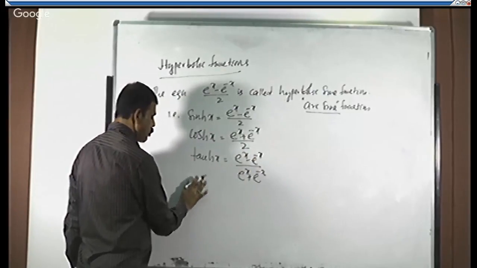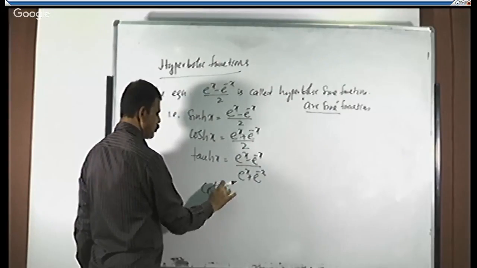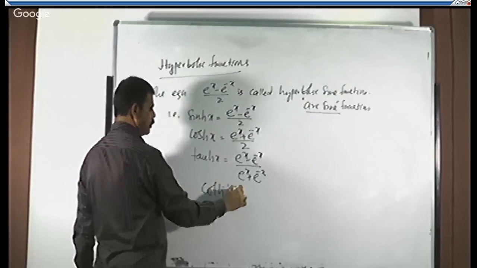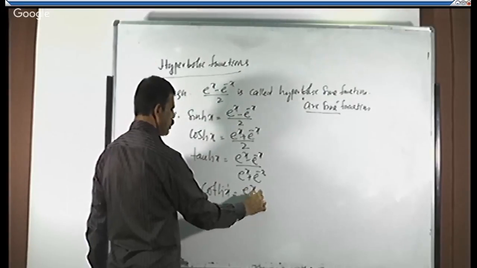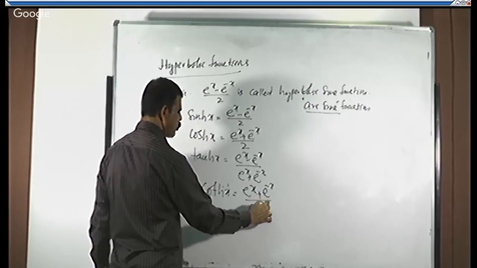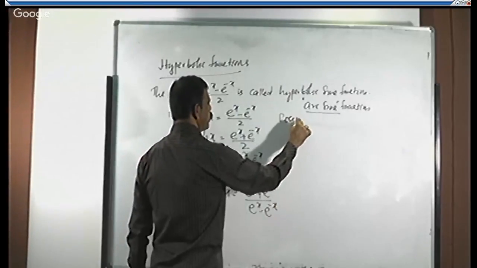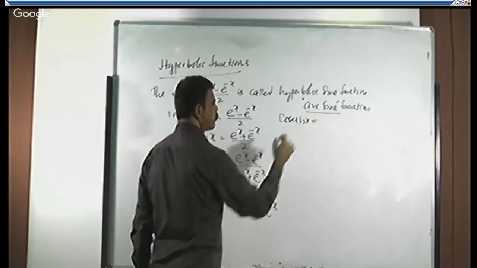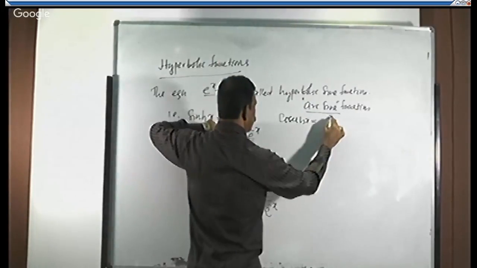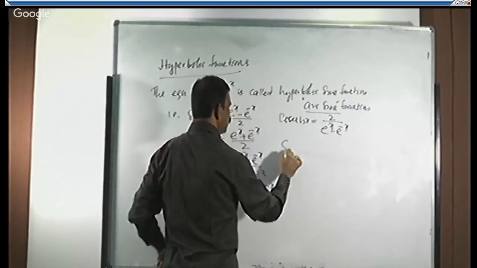Coth x is the reciprocal of tan, or cos divided by sine. It is e power x plus e power minus x all divided by e power x minus e power minus x. Cosech x is the reciprocal of sinh x. It is nothing but 2 divided by e power x minus e power minus x.